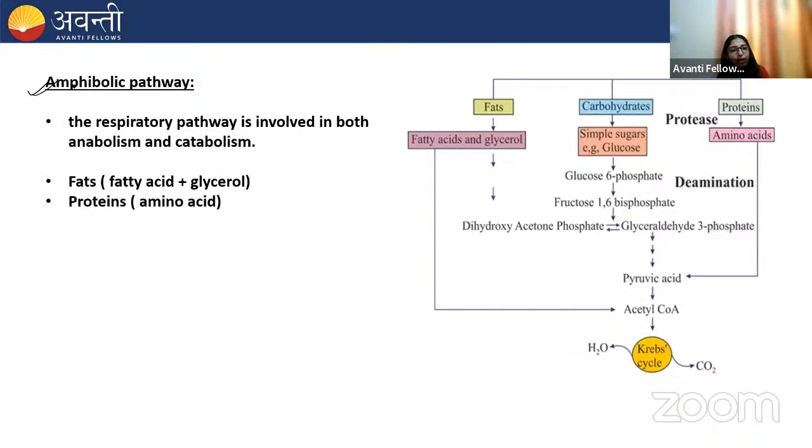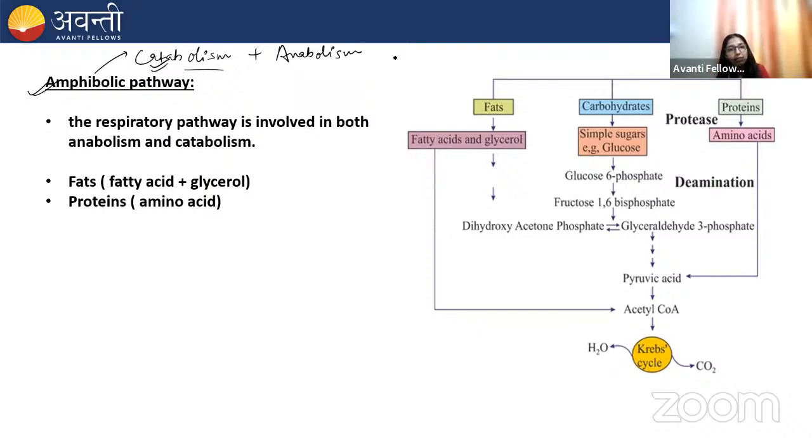Moving next is amphibolic pathway. Respiratory pathway is an amphibolic pathway. Amphi means both. So catabolism is taking place plus anabolism. Catabolism, why? Because breakdown of molecules is taking place, like larger molecules, macromolecules, being broken down. Fat, carbohydrate, proteins, what are they? They are biomolecules and they are macromolecules. So when these large molecules are broken down into smaller pieces, energy is released. And this is catabolism. We defined it as catabolism.